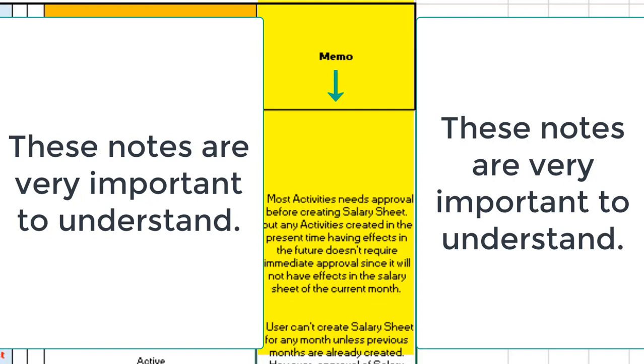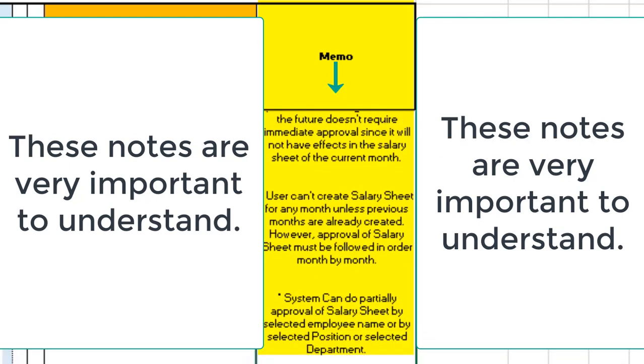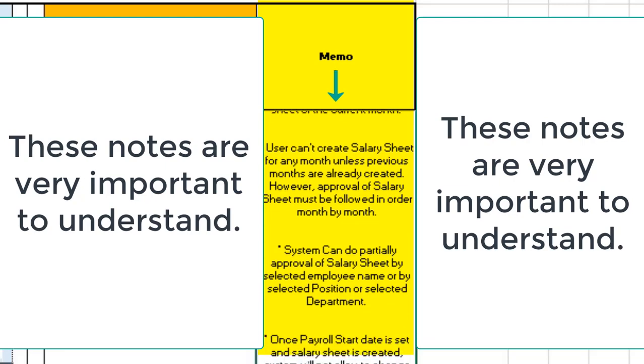Like 90% or the majority of activities require approval before creating end of service, especially those which require immediate approval. For example, if an activity requires approval, but after 2 or 3 months, it can be postponed. However, if it will be affecting the current salary sheet for this month, then it must be approved as soon as possible. And the user cannot create salary sheets for any month unless the previous month is created.